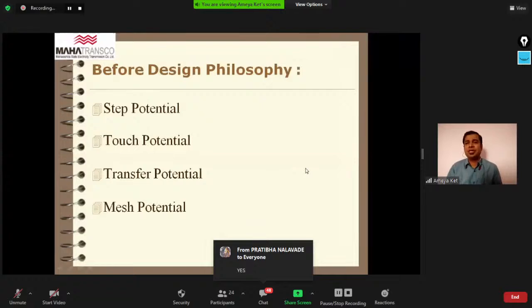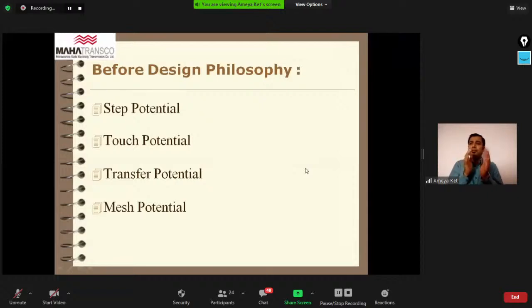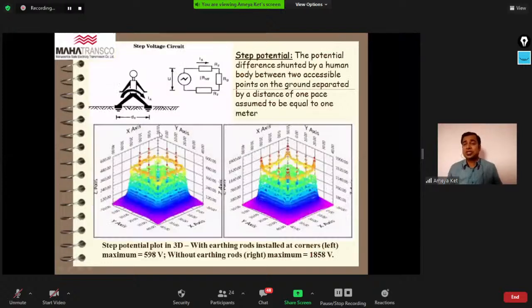Now coming to step potential, touch potential, transfer and mesh potential. What happens exactly for a successful earth design? We must know the proper balance of these potentials, and for balancing these potentials, we must know what exactly they are. So we will discuss what we understand by step potential.